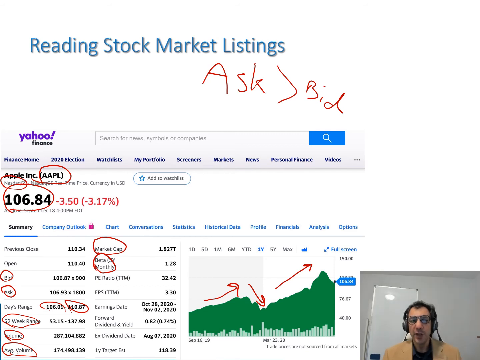Maybe you say, Ali, is it possible to have 0 beta? And the answer is yes. Some of the government bonds have almost 0 beta. We call them risk-free assets or risk-free investments. In this case, the beta is 0.